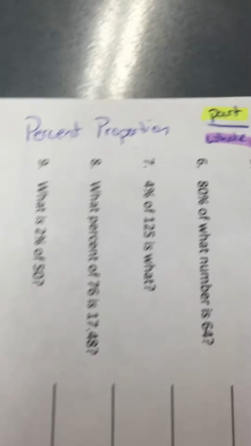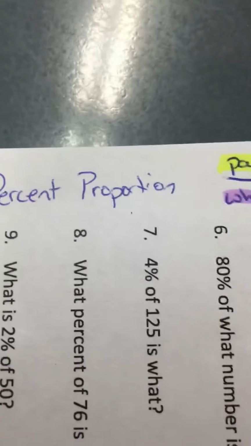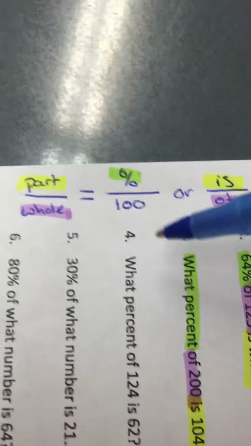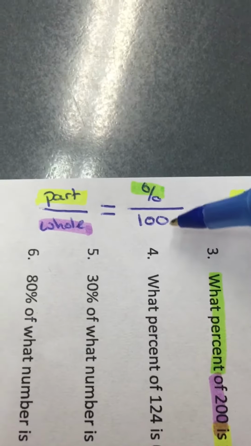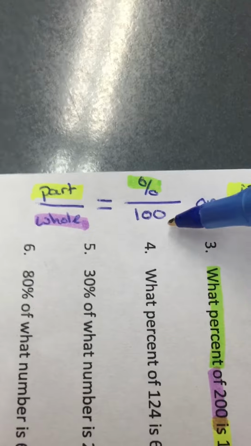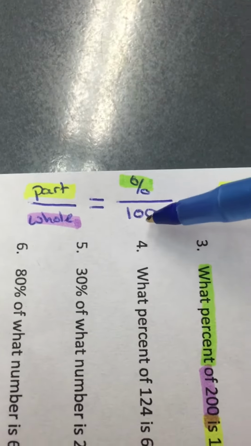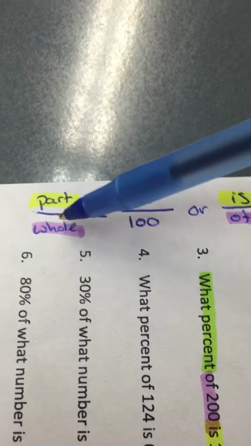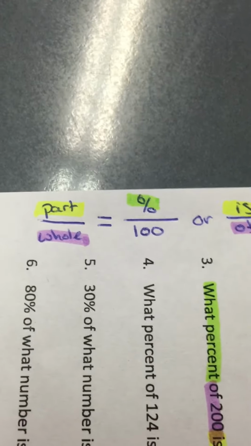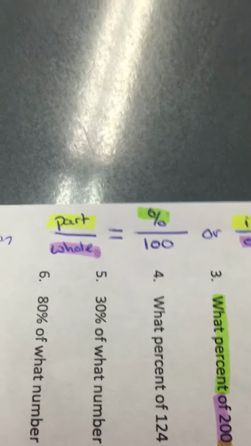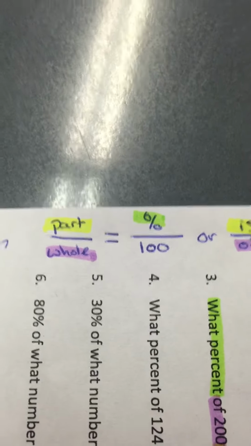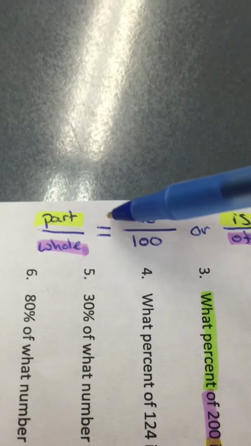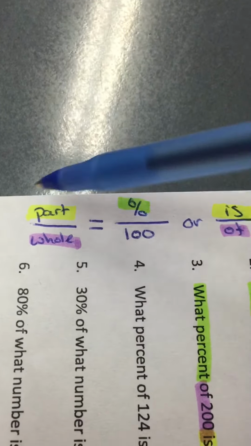In class, we've been working on this idea of percent proportion. We've talked about how whenever we have a percent, it's always going to be out of 100. So my percent will always be over 100. And when we're comparing this to find what percent of a number we have, or a number is what percent, we want to be able to figure that out and have this proportion.